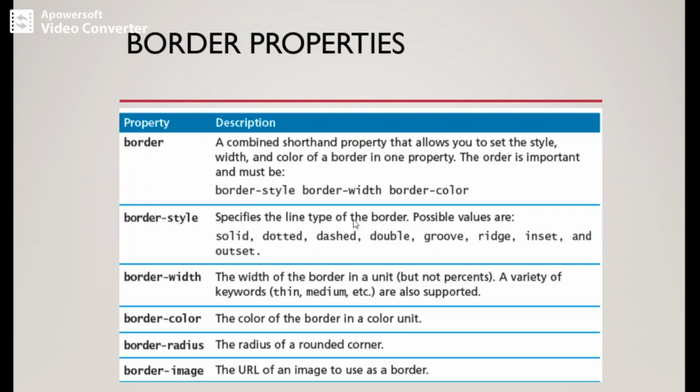Okay, this specifies the line type of the border. Possible values are solid. In the previous example you have seen solid. Dotted, also you can give dashed, all those, double, outset. Then border width also can be set. Border radius means your corners will appear rounded.